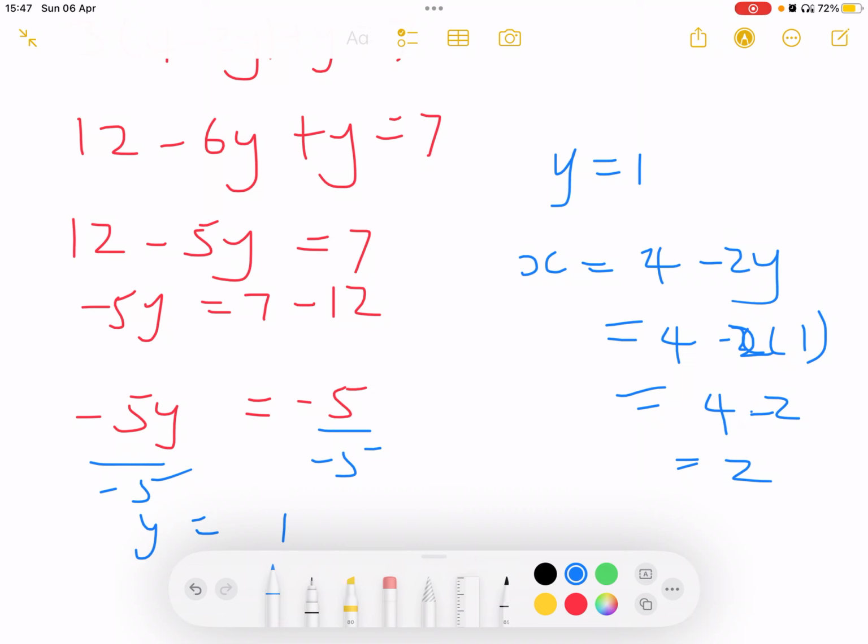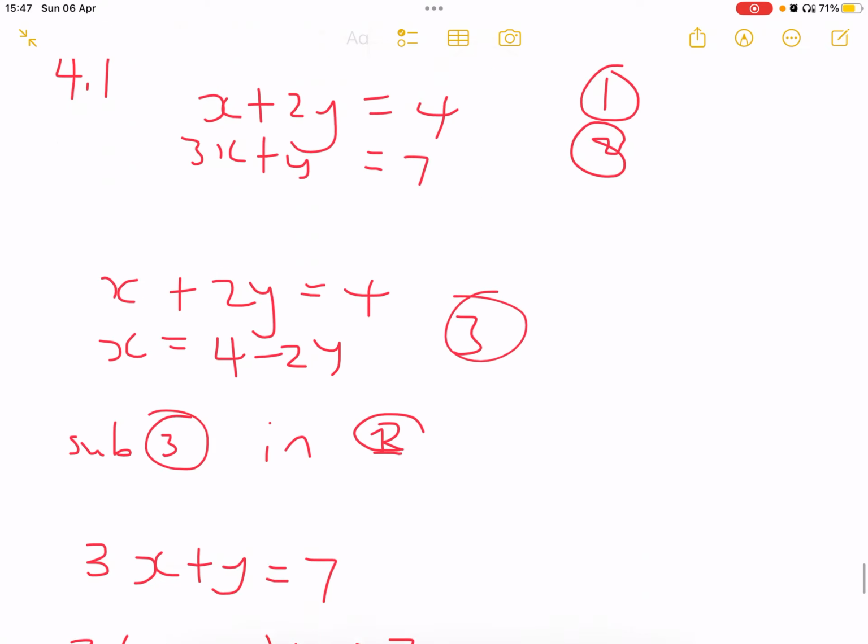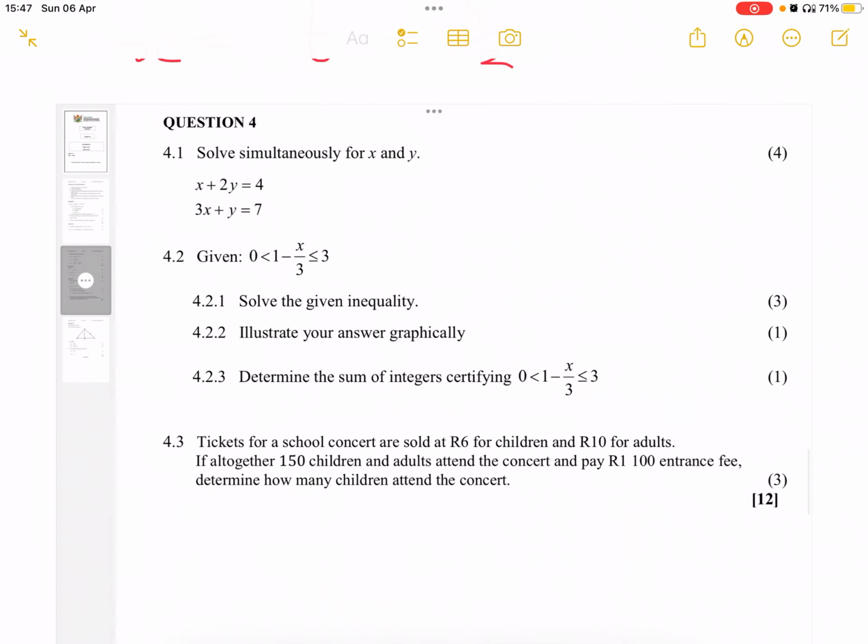You can start by changing equation 2, make y the subject of the formula, and you get the same answer. Right, let's go back to our question. Given 0 less than 1 minus x over 3 less than or equal to 3, solve the given inequality, that's 4.2.1, and then illustrate your answer graphically, that's 4.2.2, and determine the sum of integers satisfying 0 less than 1 minus x over 3 less than 3.